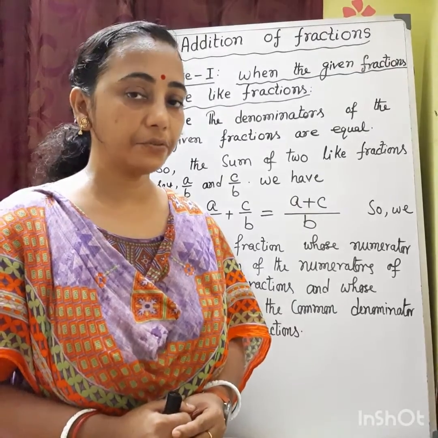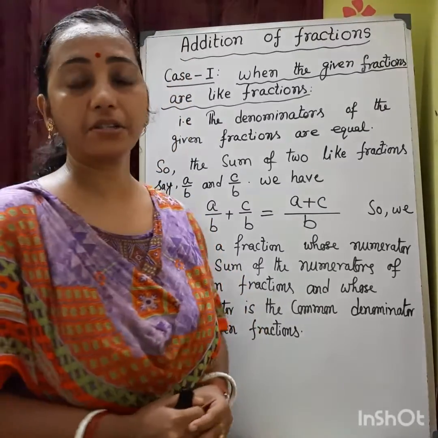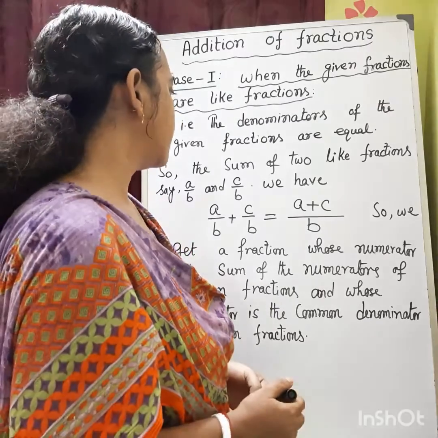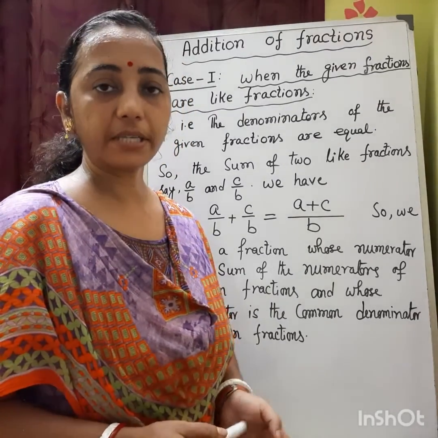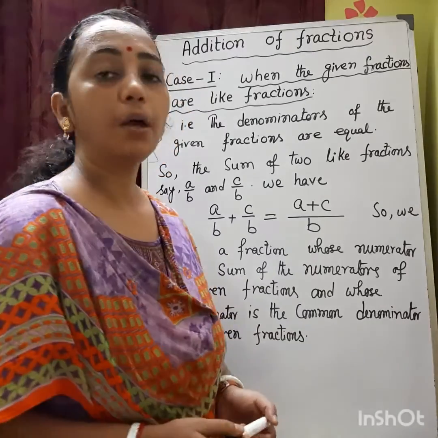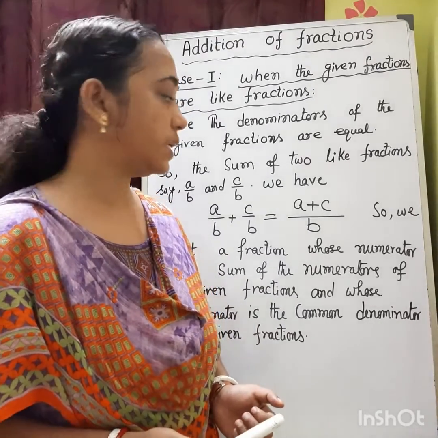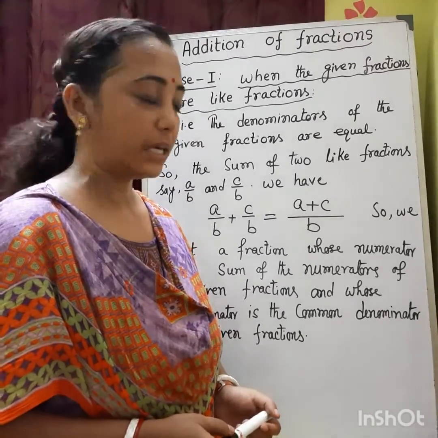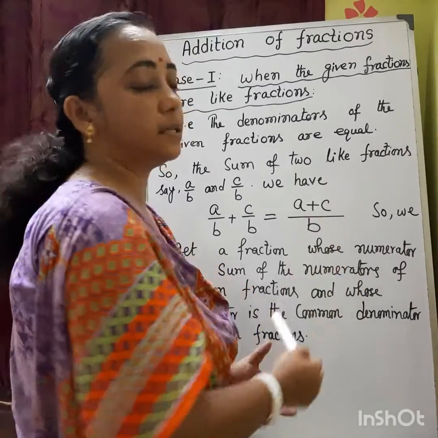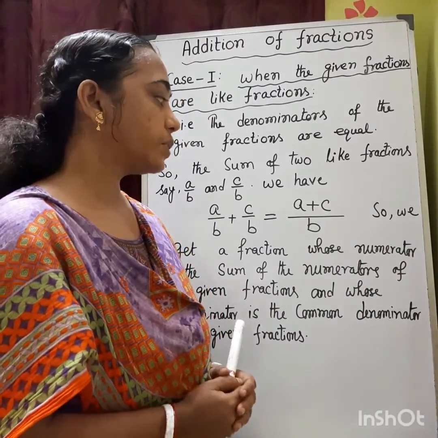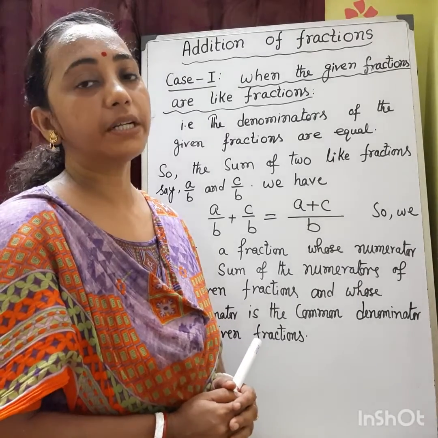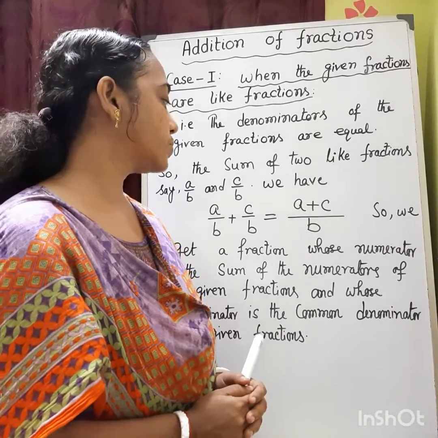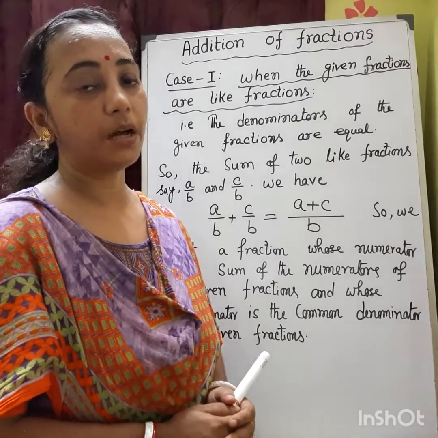So now let us consider the first case, that is when the given fractions are like fractions. In this case, the sum of two like fractions, say a by b and c by b, both have the same denominators, that is b. We can write it as a by b plus c by b is equal to (a plus c) divided by b. So in this case, we get a fraction whose numerator is equal to the sum of the numerators of the given fractions and whose denominator is the common denominator of the given fractions.